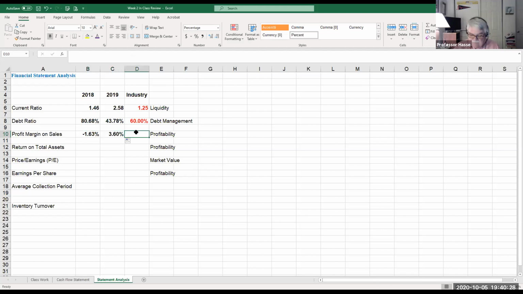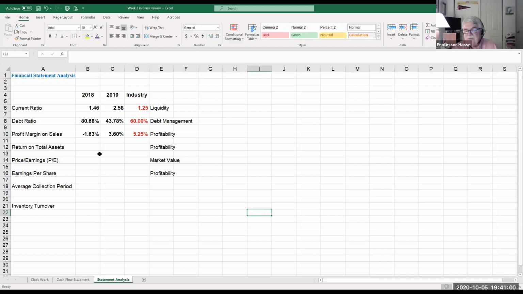The industry average, 5.25. Oops, that should be a percent. What am I doing? There we go. Make it over there, guys. Okay, that's the industry average.